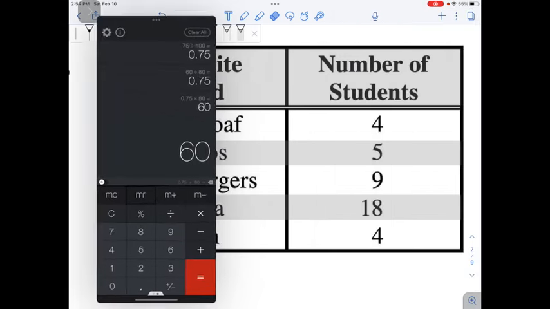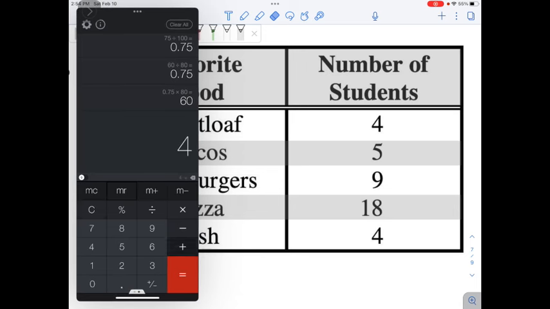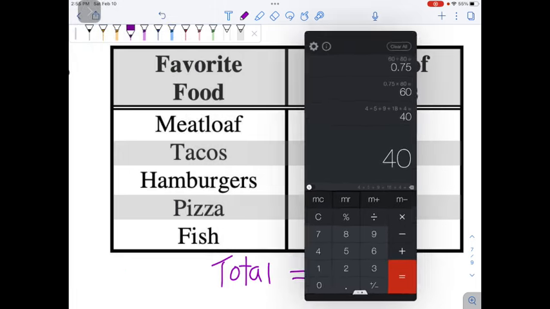Move this out of the way. All right, here we go. 4 plus 5 plus 9 plus 18 plus 4 equals. Our total is 40. Not 200.